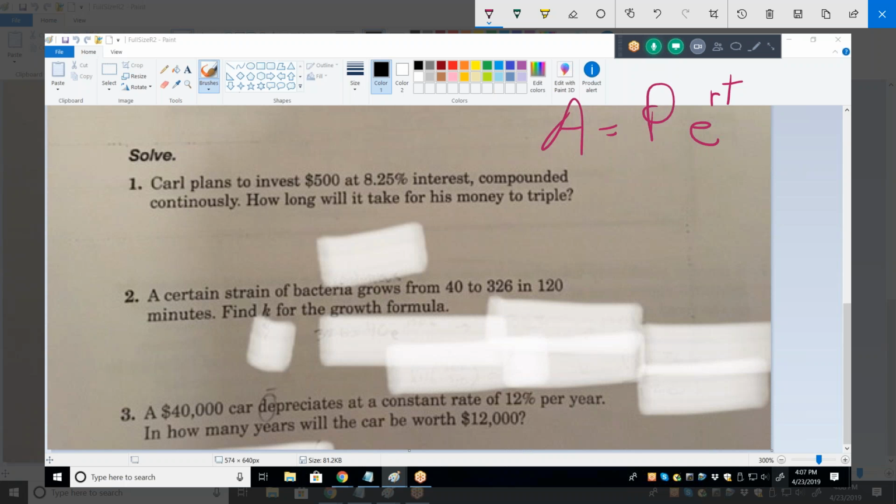So A is going to be 326, right? P is 40. E is E. K in this instance would be R. So R, and that's what they then want us to solve for. Now what do I write now? What's T?